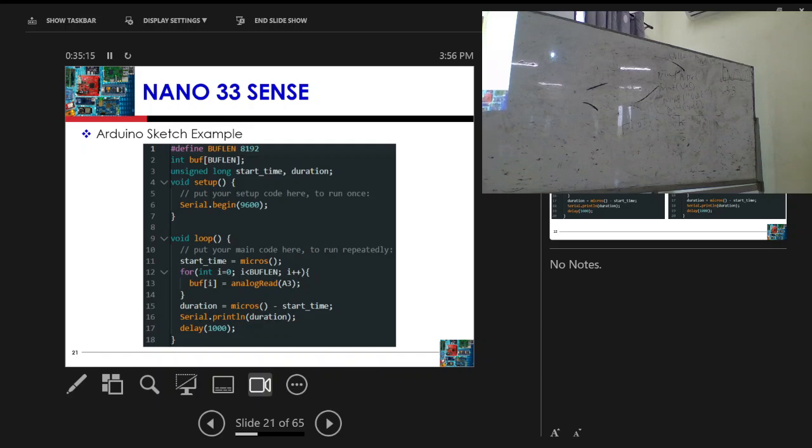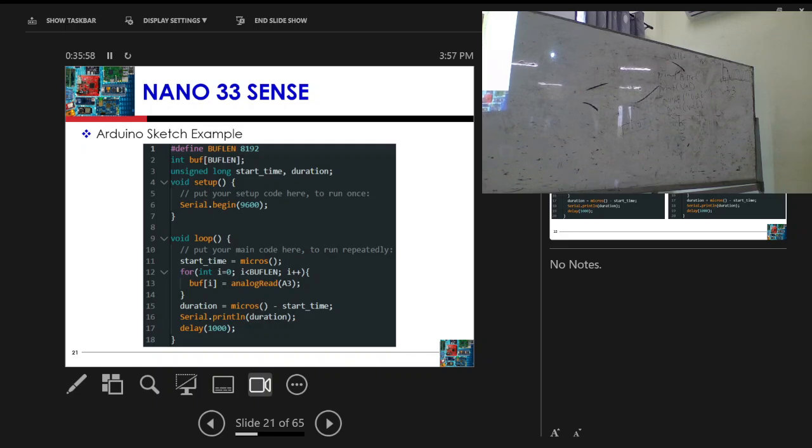Then I do this. Here, what I'm trying to do is see the amount of time it takes to read the analog pin. If I summarize this entire code in 2 or 3 sentences, all we are doing is seeing how much time elapses when I read the analog pin. I read the analog pin a number of times, which is why I have the buffer length here. So 8192 times, from 0 to 8192.